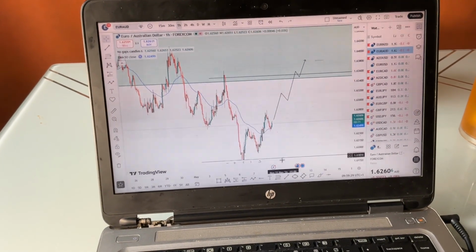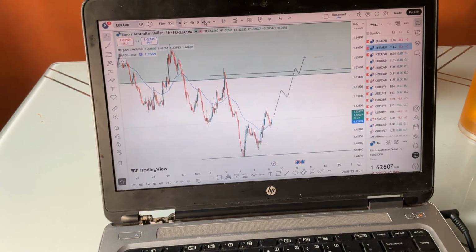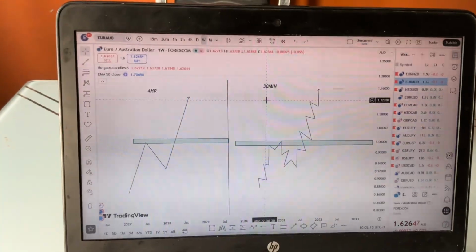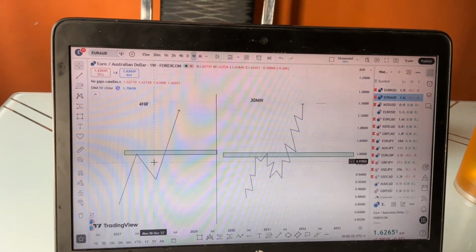Well, let me give you an example. Let's go to the weekly time frame. Let me give you guys a simple example. So guys, this is the example I'm going to be making. This is for a buy scenario. Are you getting me?